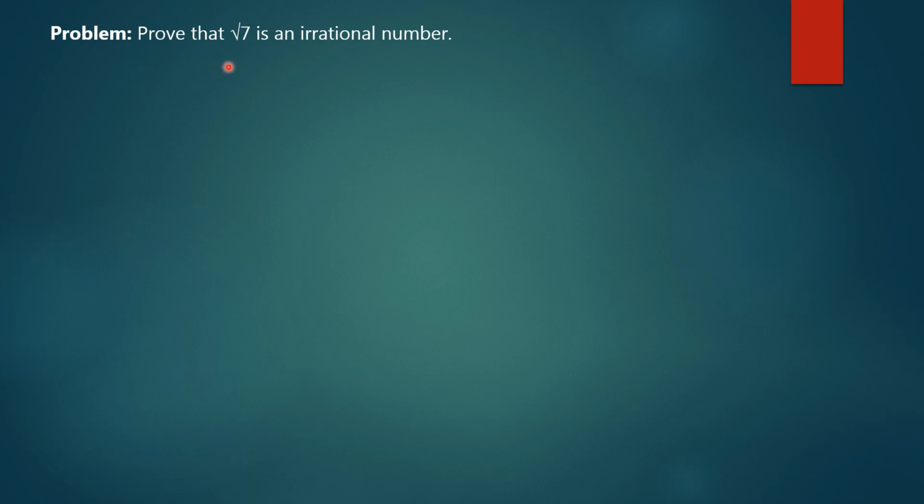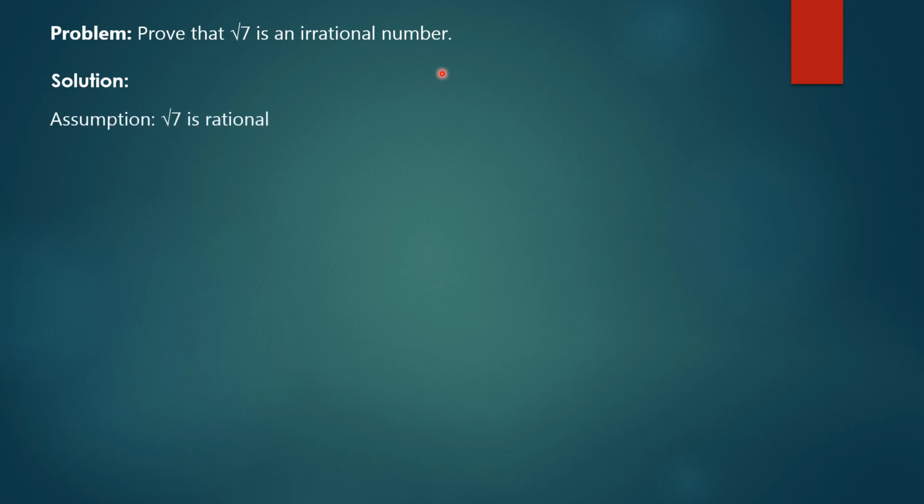Prove that root 7 is an irrational number. To prove root 7 is an irrational number, here I am using the method of contradiction. How to proceed: I have to prove root 7 is an irrational number. I assume the given statement is not true. Here the given statement is root 7 is an irrational number. I assume the statement is not true. That means root 7 is an irrational number is not true. That means root 7 is not irrational. Root 7 is not irrational means it is rational.